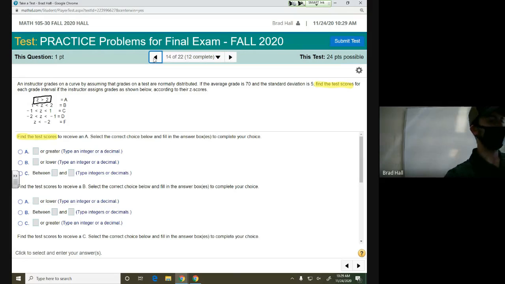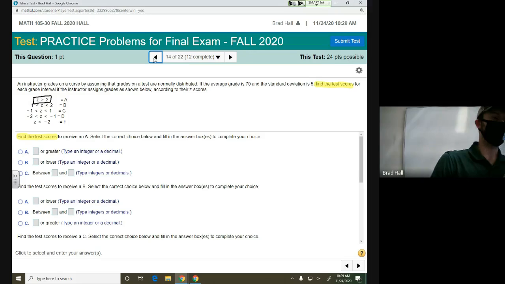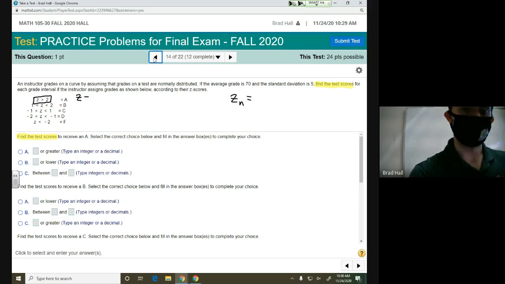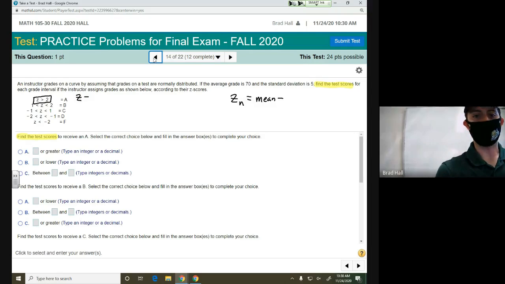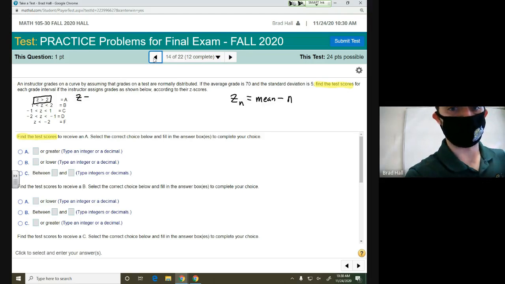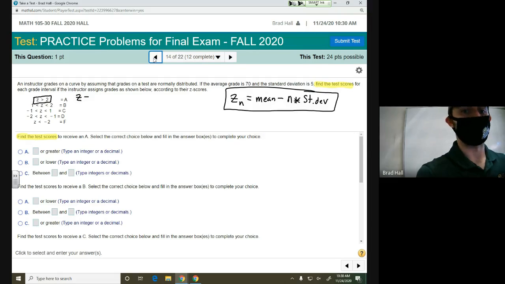For an A, it says that you have to have a z-score greater than 2. So how do you find the score for a z-score greater than 2? The formula, well, in general, I'll just write it over here. The z-score: you take the mean or the average minus the score itself times the standard deviation. So really, this is the formula we will be utilizing the whole time.